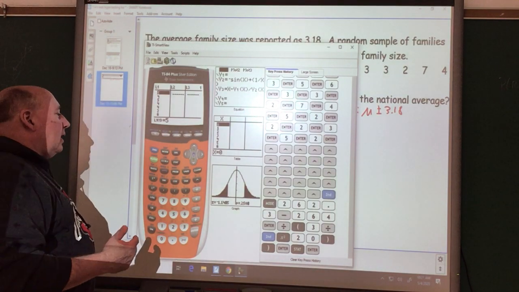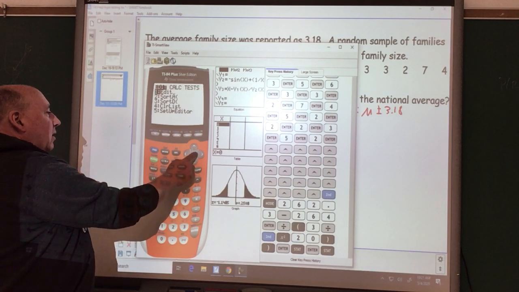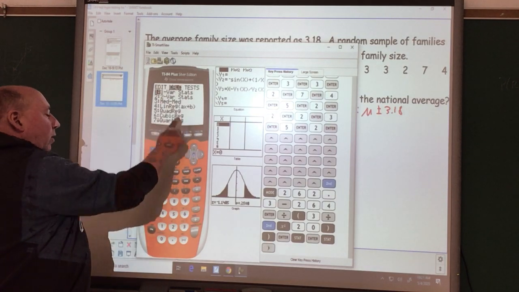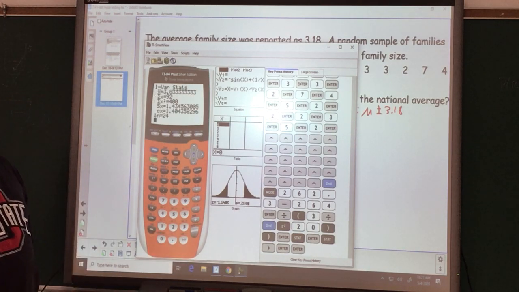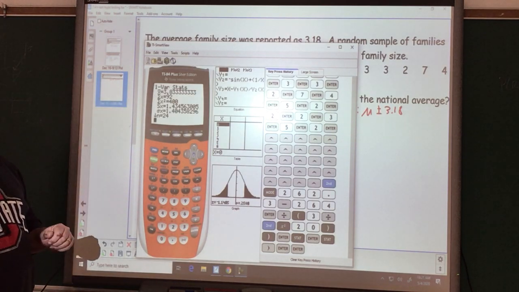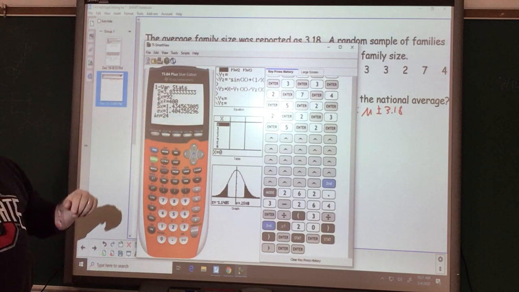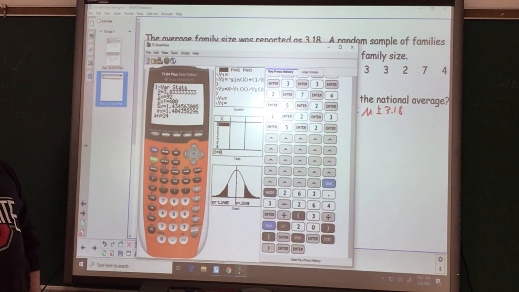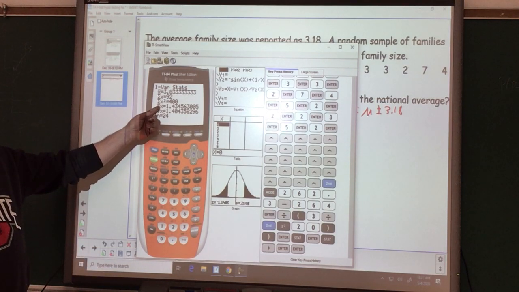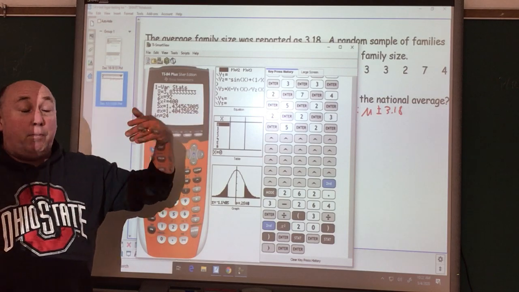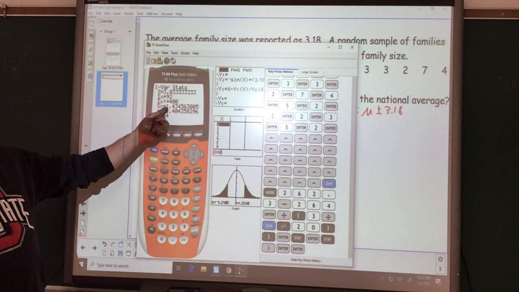Once you enter your data values in, if you go back to your stat button and go to calculate, one variable statistic. This will give us all of our data values. My sample mean is 3.833. I want to utilize my sample standard deviation, not my population, because this is a sample here: 1.434.